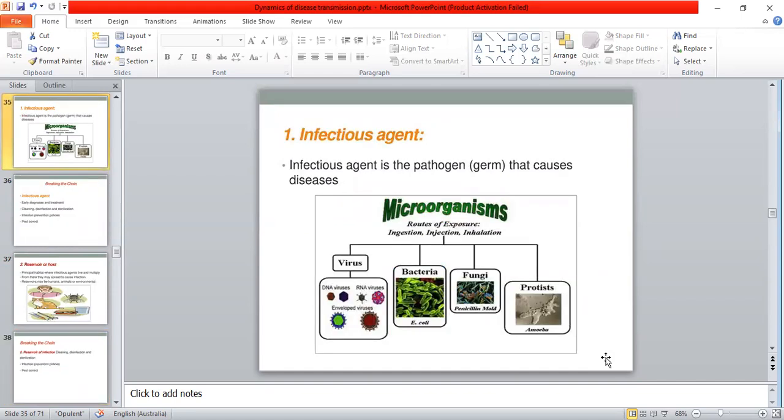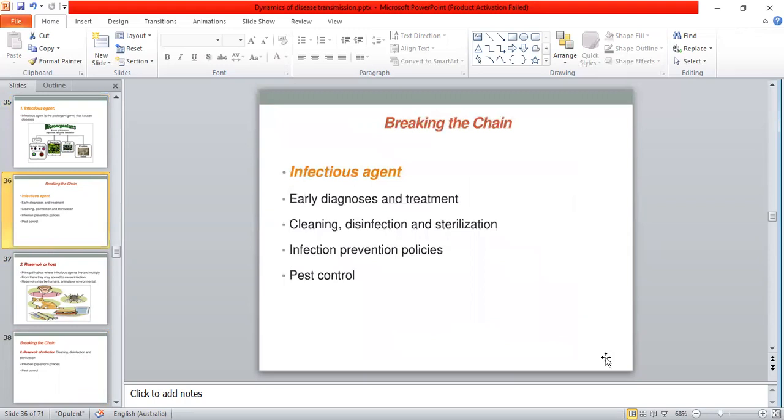Infectious agent. Infectious agent is the pathogen that causes diseases. It can be microorganisms, viruses, bacteria, fungi, or proteins. Breaking the chain in case of infectious agents is by early diagnosis and treatment, cleaning, disinfection and sterilization, infection prevention policies, and pest control. By application of these measures, we can break the chain of transmission at the point of infection.